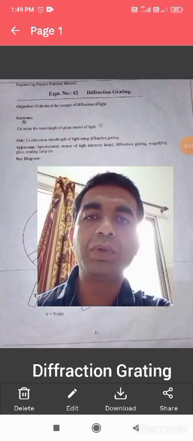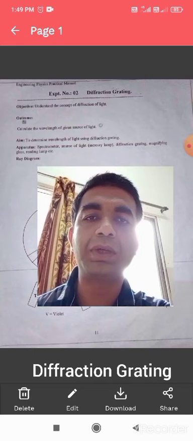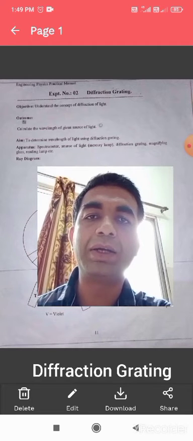So good morning students. Today we are going to see the second experiment, diffraction grating. What is diffraction? The bending of light around the corner of an obstacle and producing geometrical shadow. It's called diffraction. Now in diffraction pattern we are getting alternate bright and dark bands. At the same time in interference also we are getting alternate bright and dark bands.